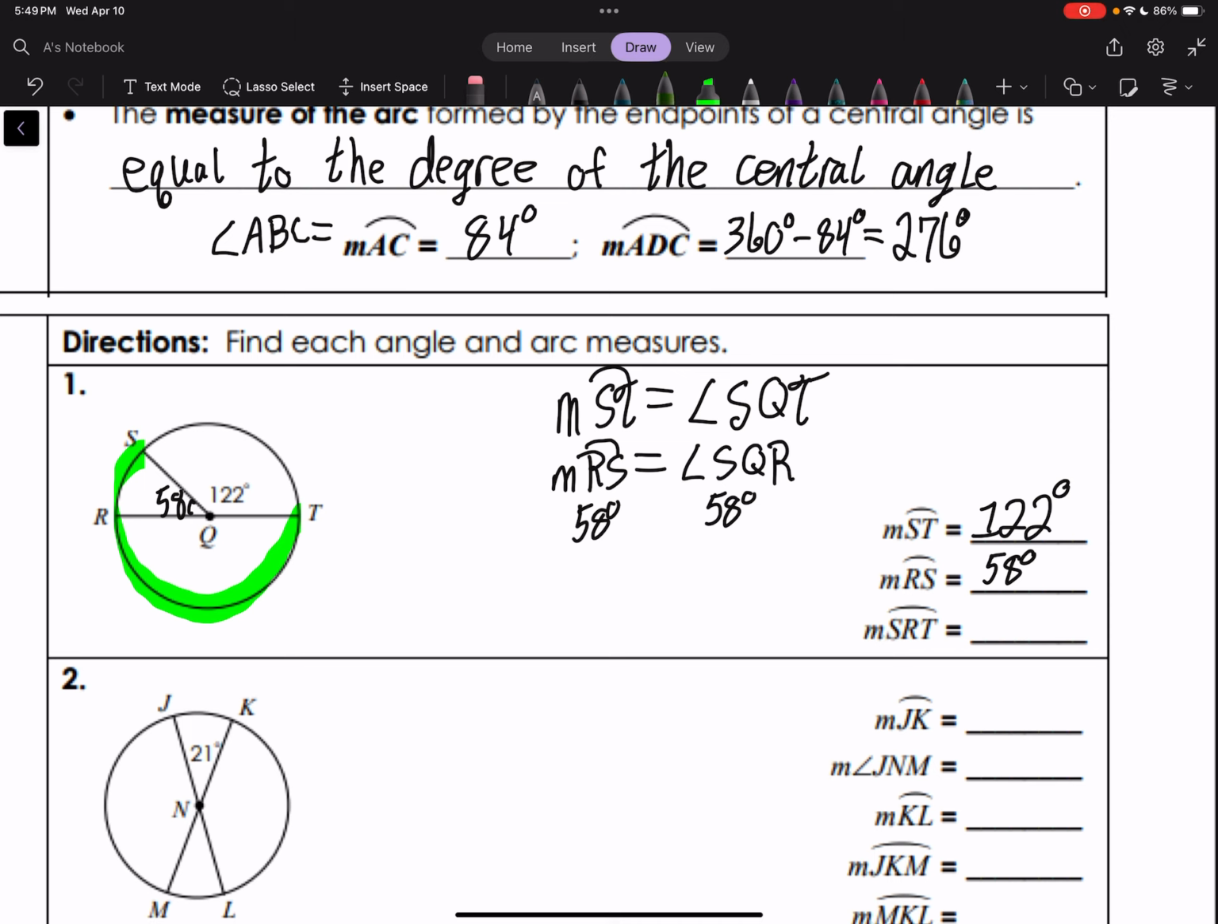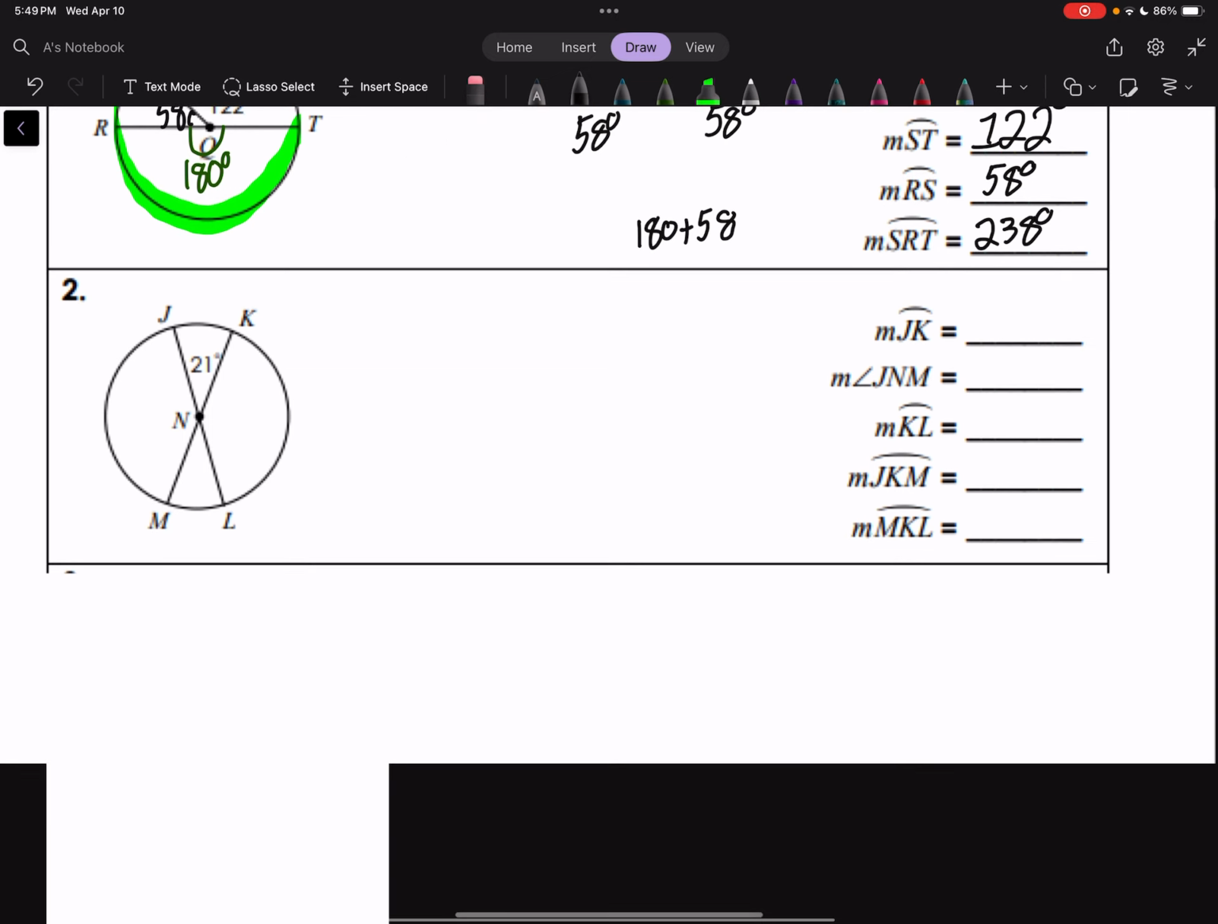Well, I know that my total measure is going to add to 360, and I'm also going to know half a circle is going to measure to 180 degrees. But I don't just want the 180, I want the additional 58 from the arc RS. Therefore, to get the measure of arc SRT, I'm going to do 180 plus 58. And that is going to give me 238 degrees. Okay, we're ready to move on.